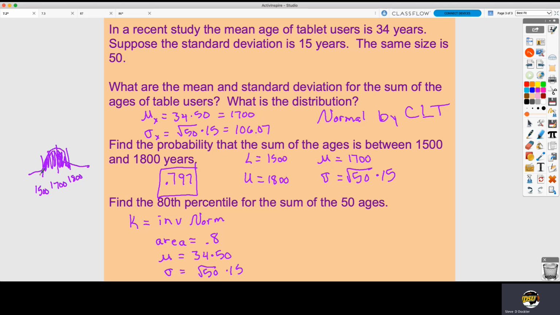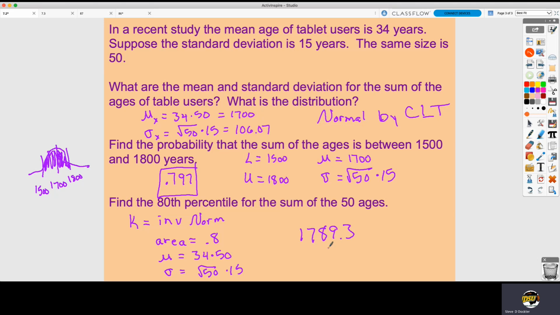Remember, when you're doing the percentiles for this, you don't use our normal CDF. We would do the inverse norm instead. Your area that they ask for is always the percentile, so change that to a decimal, so 0.8. And then we've got our average and our standard deviation already. So we just type those in, and we end up with 1789.3.